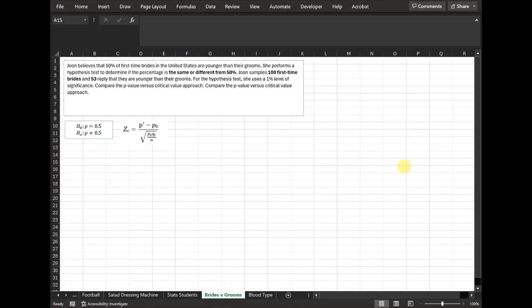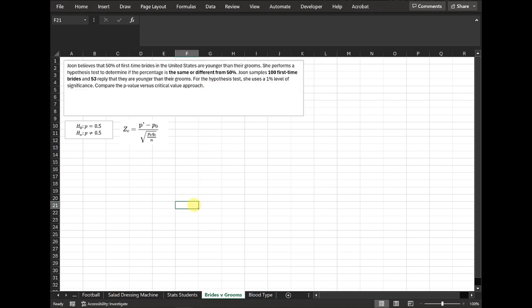Okay, so for this one, we have that Joon believes that 50% of first-time brides are younger than their grooms. She performs a hypothesis test to determine if the percentage is the same or different for 50%. So Joon samples 100 first-time brides and 53 reply that they are younger than their grooms. So for the hypothesis test, she uses a 1% level of significance. And here we're going to compare p-values versus the critical value approach.